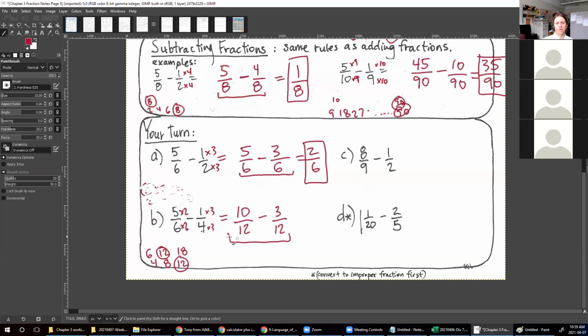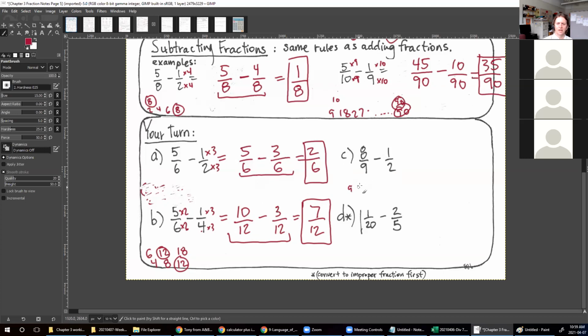Cool. Now I have the denominators the same on the bottom, so now I can just subtract on the top. 10 twelfths minus 3 twelfths gives me 7 twelfths. Cool. Let's go to the next one, 9 and 2.